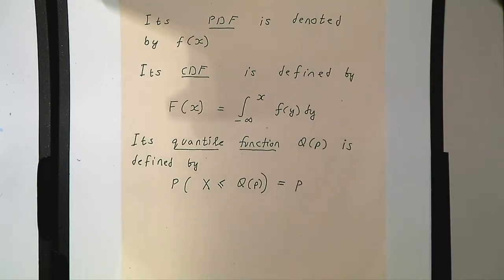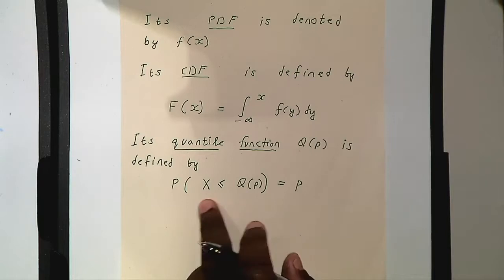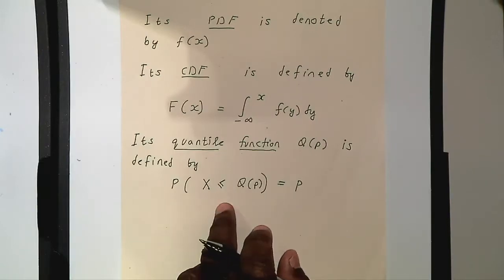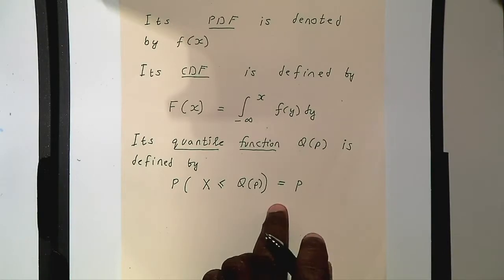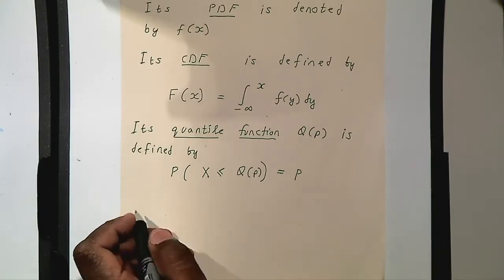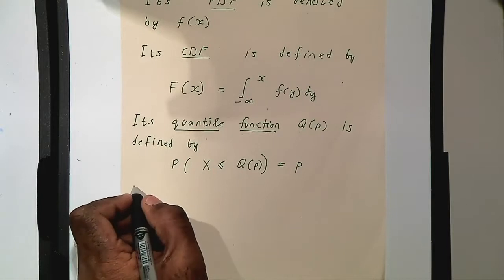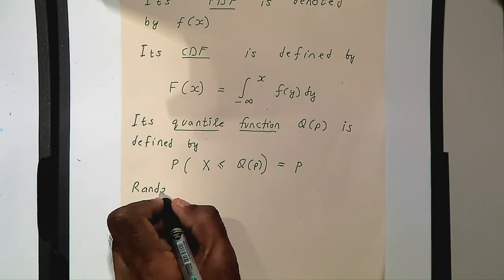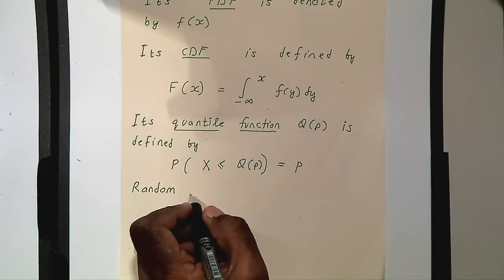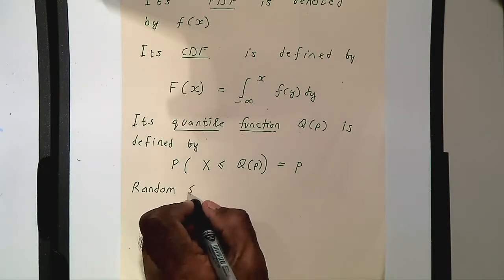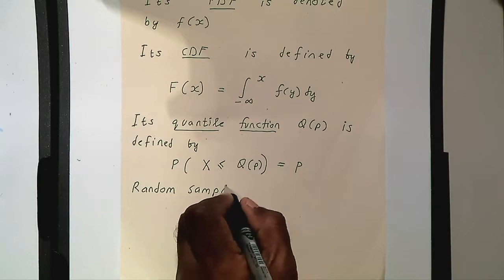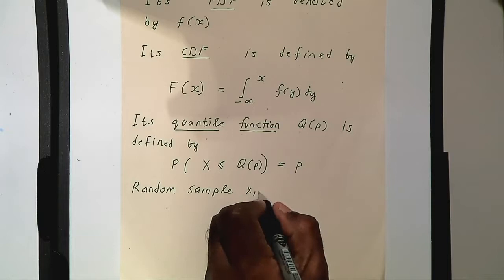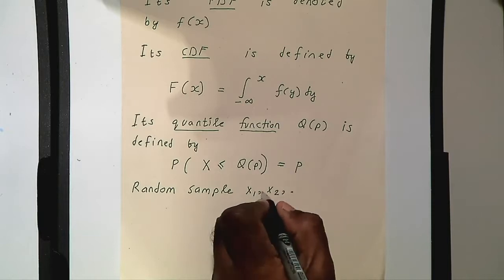Its quantile function is defined by this equation here. The probability that the variable x is less than or equal to q of p is equal to p, right? And finally, this is comma, okay?